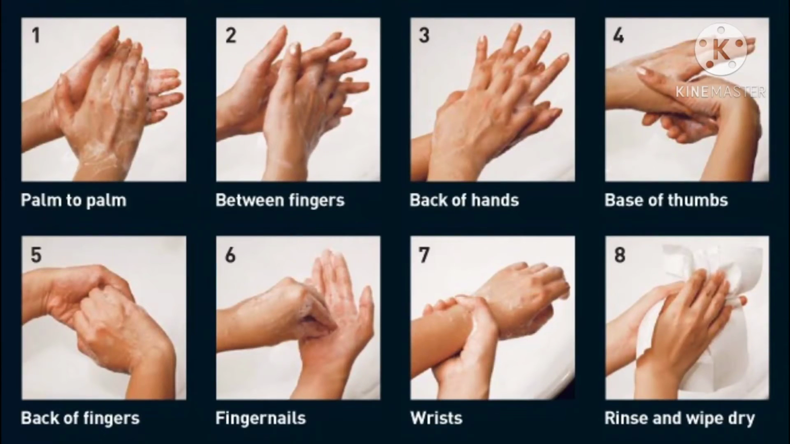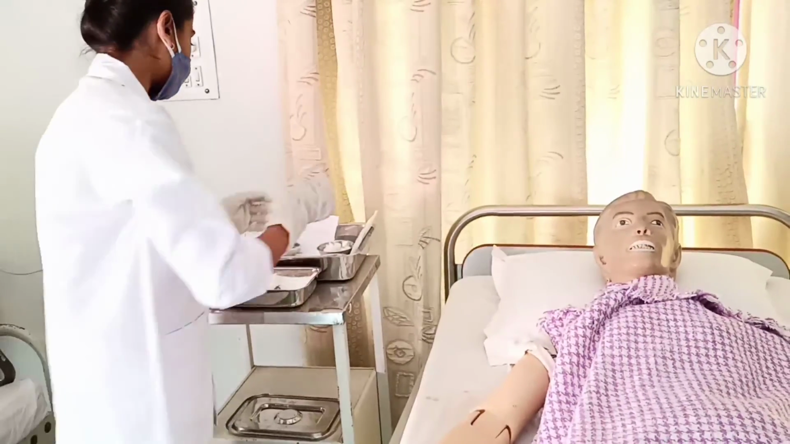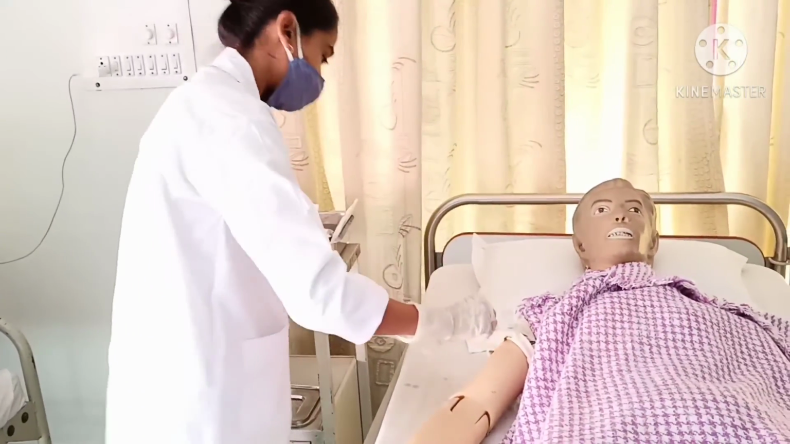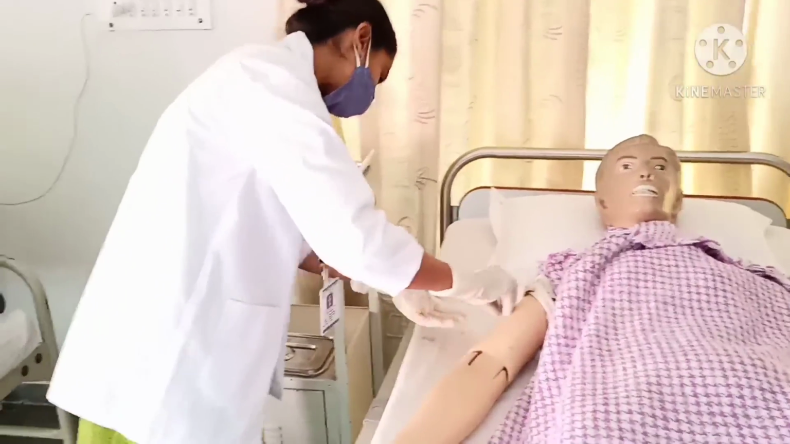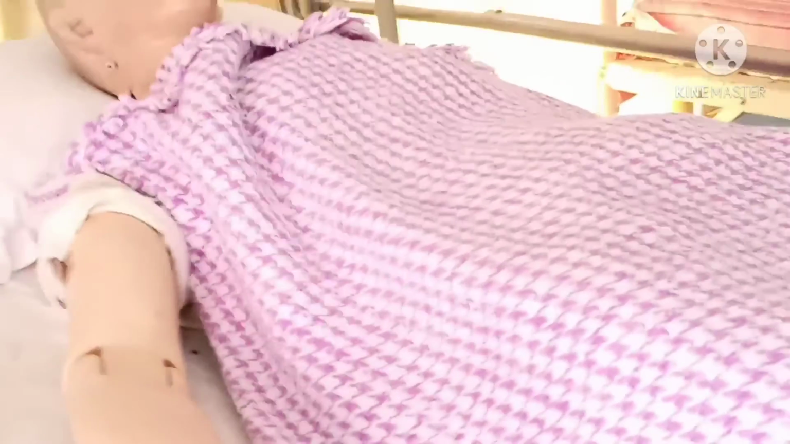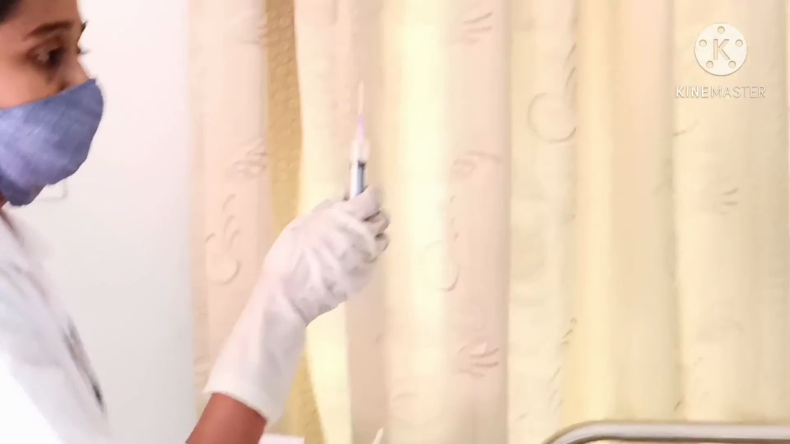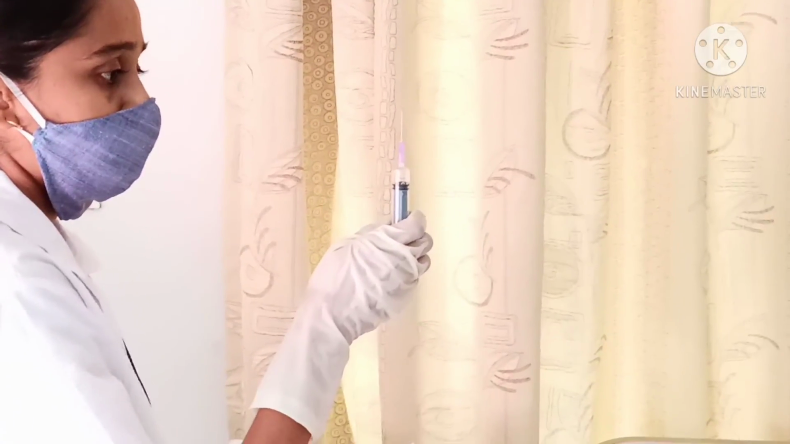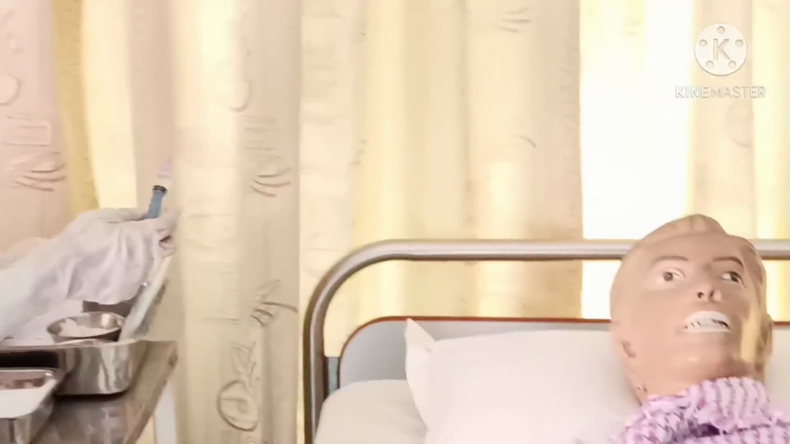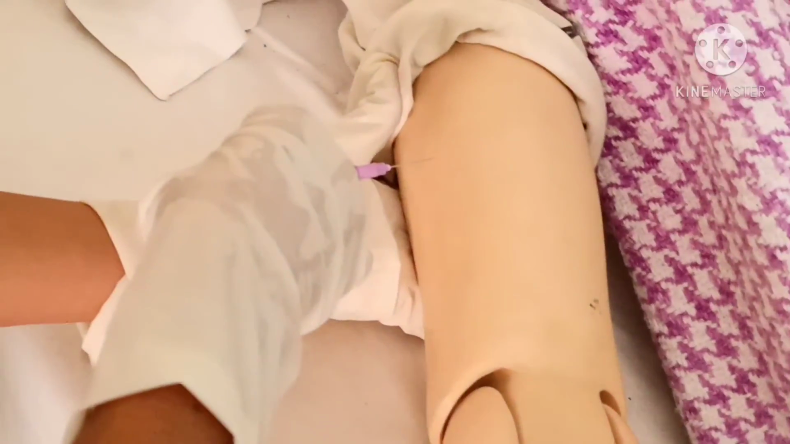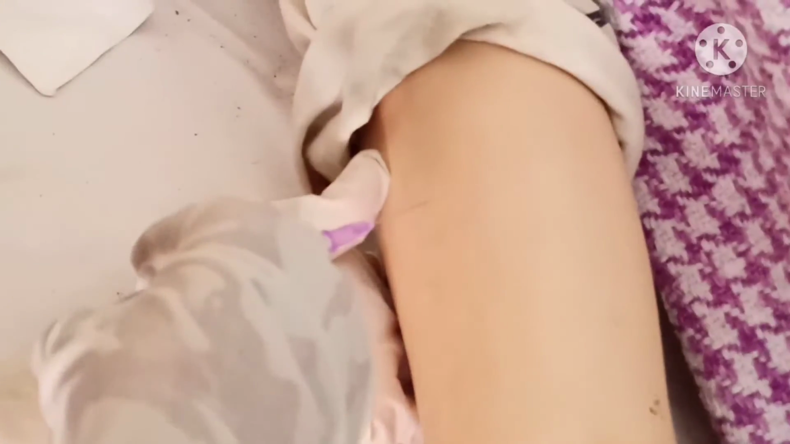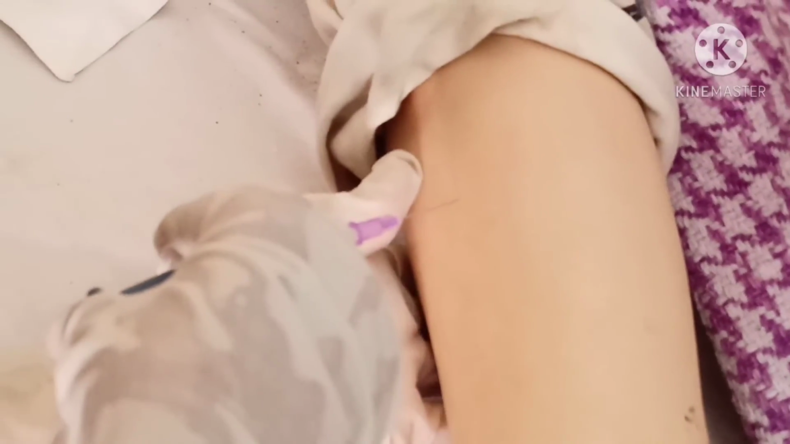Now start the intra-procedural steps. Firstly, hand washing. After hand washing, put on the sterile gloves and clean the site with the antiseptic swab from center to outward in a circular motion. Then remove the needle cover. Hold the syringe correctly between the thumb and forefinger of the non-dominant hand. Inject the needle quickly at a 90-degree angle.